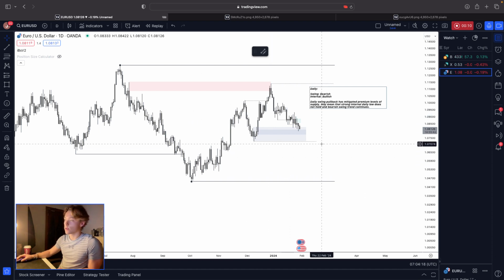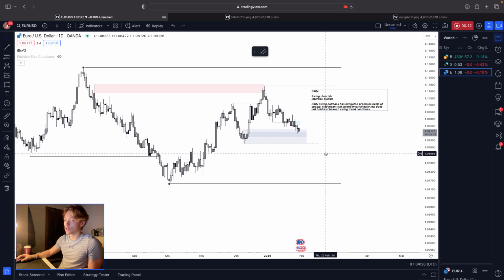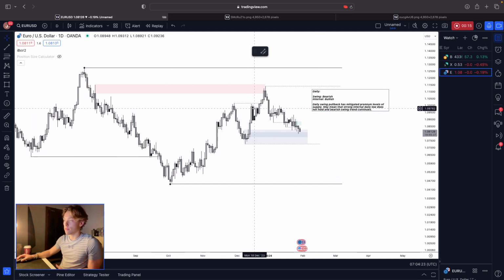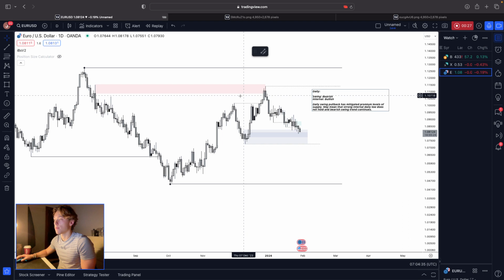Let's get straight into it. Daily time frame. As this works, I start on my higher time frames to get my bias, and then use that bias to take trades on the 15-minute, with my entry being the 5-minute time frame. So let's start off with the daily time frame.